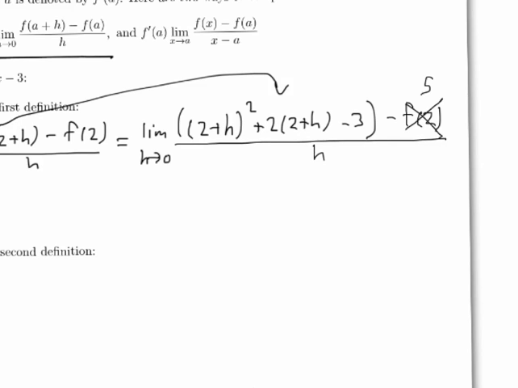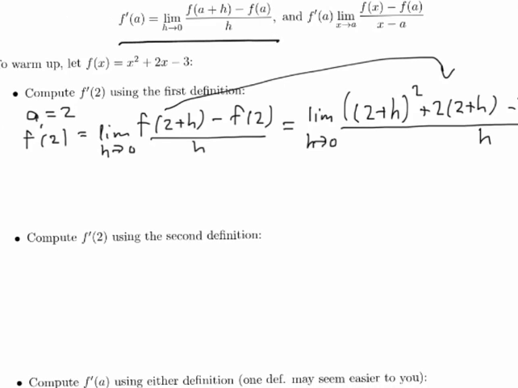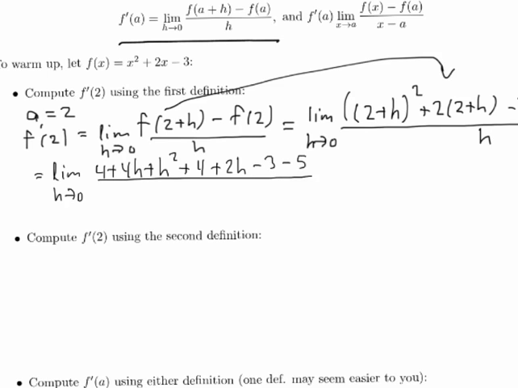Divided by h. Alright, as h goes to 0, I've got a problem here. I'm dividing by 0, and upstairs, if you check carefully, you also have a 0. So I need to factor or expand or use one of my tricks here to get rid of this h in the denominator. Well, the trick to use here is to expand. So we have the limit as h goes to 0. Let's see, if I FOIL out this term, I get 4 plus 4h plus h squared plus 4 plus 2h, distributing the 2 in that second term, minus 3 minus 5, divided by h.